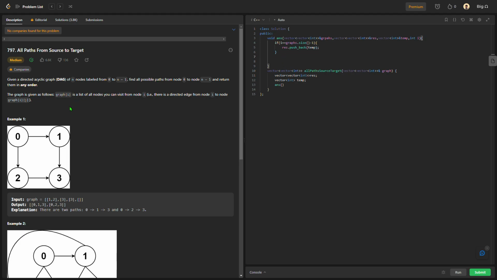We are left with taking each and every element. Like if we are at 0, then 0 will lead us to 1 and 0 will lead us to 2. If we select 1 as our next source index, then 1 would lead us to 3. That is a complete path. And when we reach 3, if our iterator is at 3, then we store this complete path in our resultant vector, and we would be storing these numbers in our temporary vector.